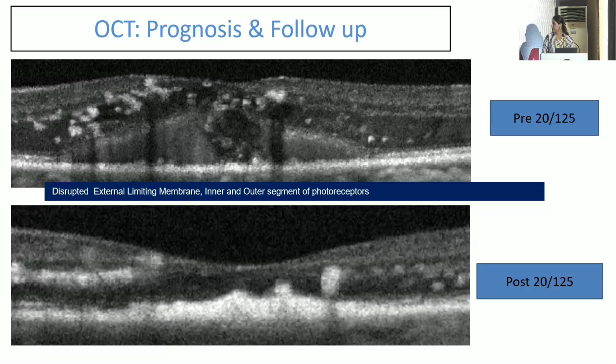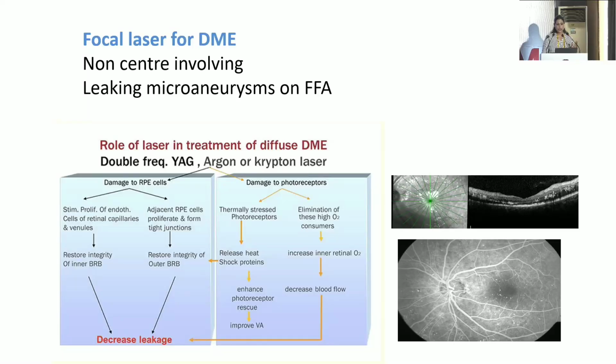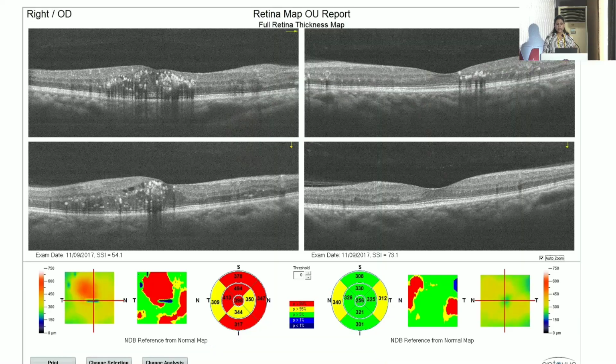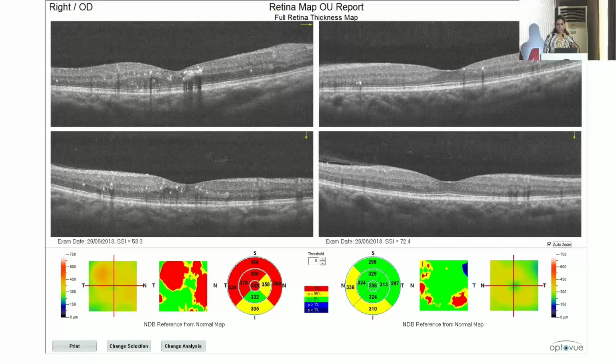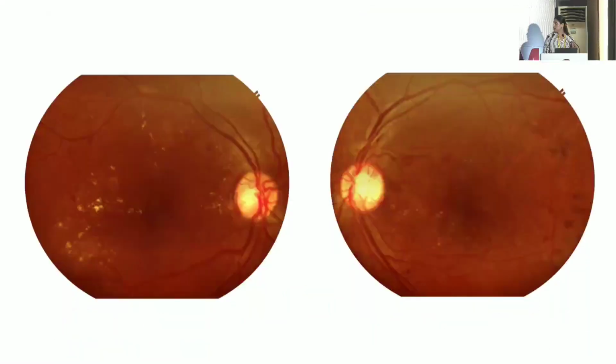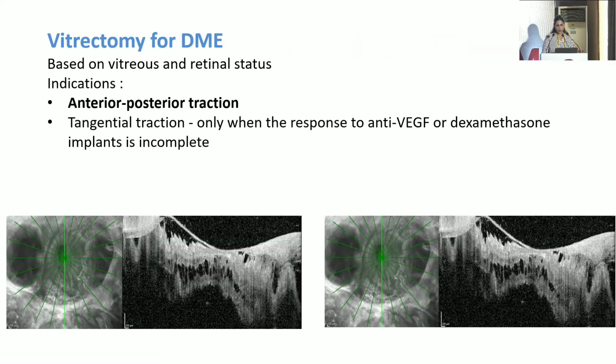And then again, this is a case where anti-VEGFs were given, but despite anatomical resolution of CME, the vision did not improve much. Focal laser has still got a role in the era of anti-VEGFs in non-center involving DME. So this is a patient, she responded, focal laser was done in this patient, and at 6 months follow-up the visual acuity improved to 6/9. So it can be considered in focal non-center involving DME, circinate maculopathy, and in consolidation therapy along with intravitreal pharmacotherapy.